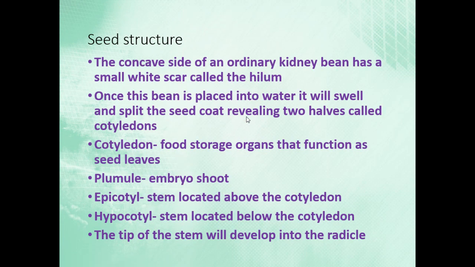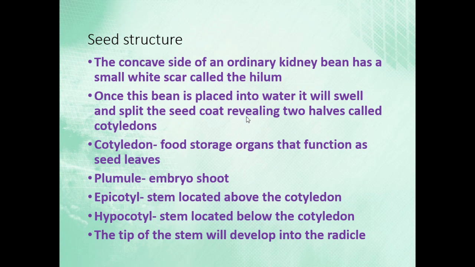So the structure of a seed: it has a concave side and kind of looks like a kidney bean, and has a small white scar above the hilum. Once this bean is placed into water, it's going to swell up and split the seed coat, revealing two halves called cotyledons. Cotyledons are food storage organs that function as seed leaves.